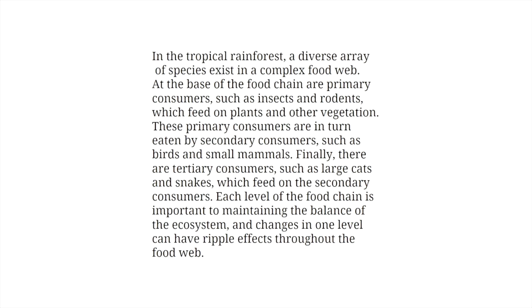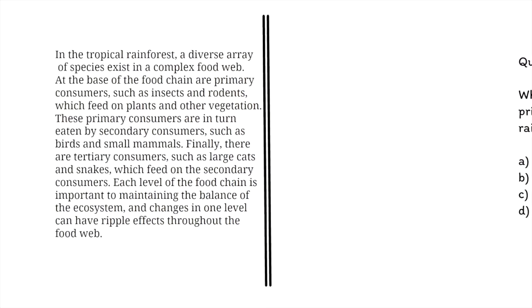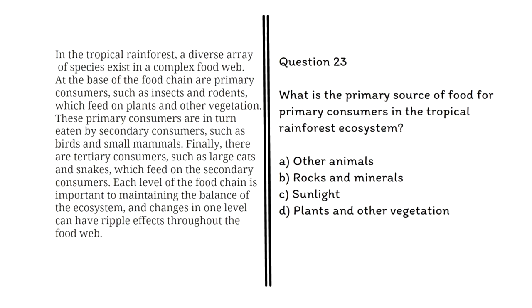Each level of the food chain is important to maintaining the balance of the ecosystem, and changes in one level can have ripple effects throughout the food web. Question 23. What is the primary source of food for primary consumers in the tropical rainforest ecosystem? A. Other animals. B. Rocks and minerals. C. Sunlight. D. Plants and other vegetation.